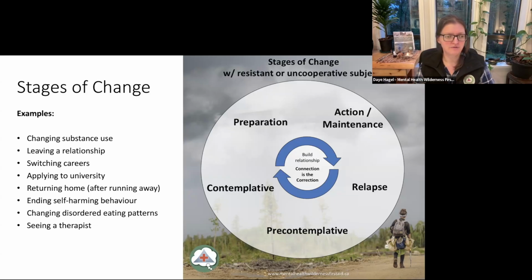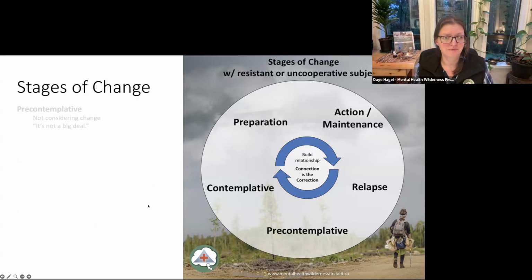Other problematic behaviors, self-harming behavior or disordered eating behavior, or on a more simplified level, right? Is this person interested in your idea for a mindfulness program that might be helpful for their anxiety? Is this person interested in seeing the therapist that you recommend? Does this person want to put a number in their phone right now, right? So you can use it on quite a simple level, or you can use it on a more complex level if you're actually engaging in therapy with somebody.